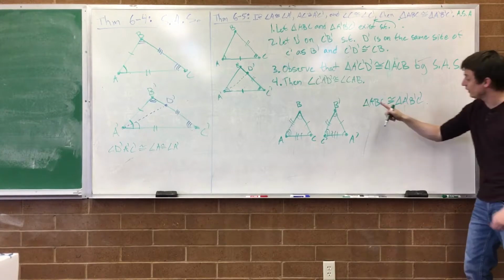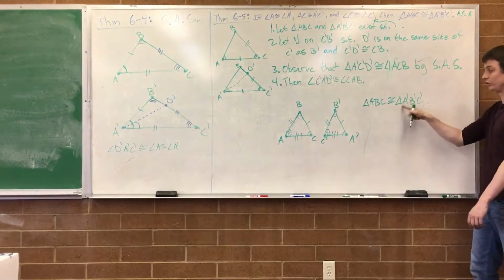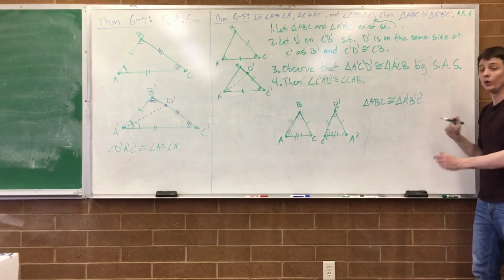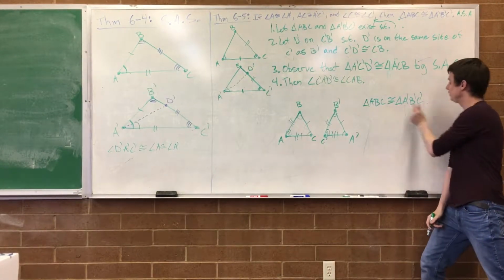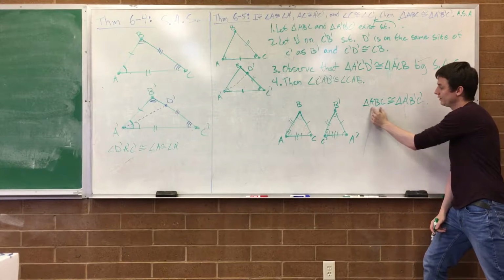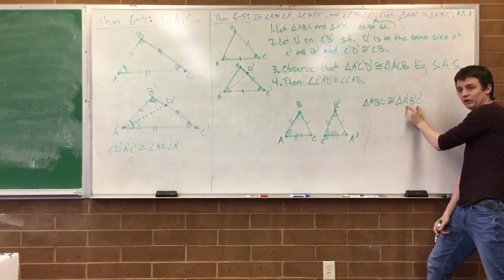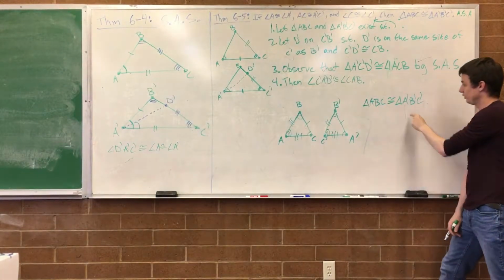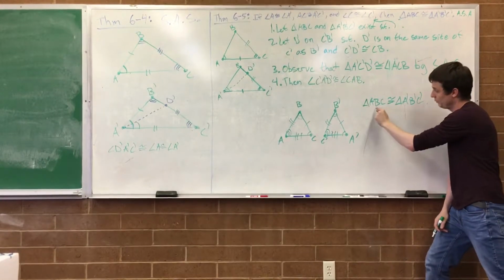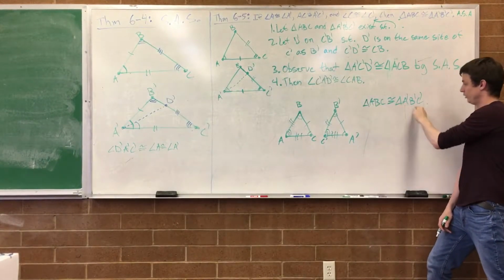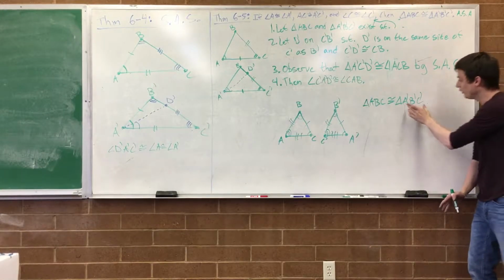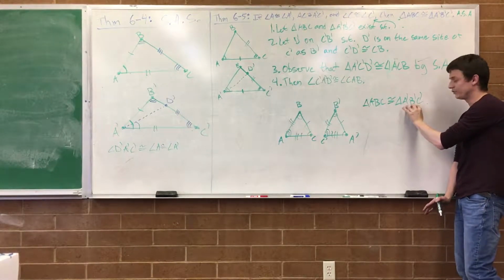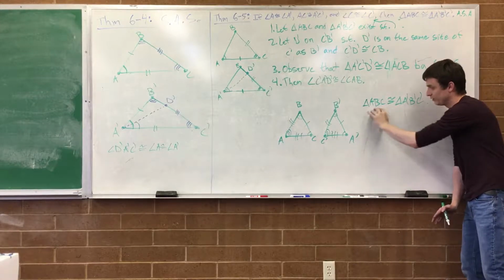Order matters. When I say that triangle ABC is congruent to triangle A prime, B prime, C prime, what am I saying? I'm saying segment AB is congruent to segment A prime, B prime. Segment BC is congruent to segment B prime, C prime. Segment AC is congruent to segment A prime, C prime. Angle ABC is congruent to angle A prime, B prime, C prime. Angle BCA is congruent to, etc. Picking all the angles and segments we can talk about in this order, we're saying they're the same on both of those.